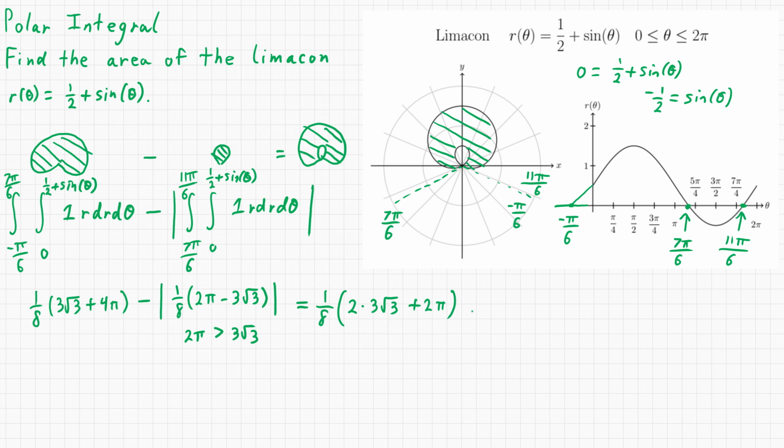Then you can simplify that a little bit more. So I have a 2 here, a 2 here, and a 1/8. So I can make this a 1/4. And it's 3√3 plus pi. Apparently that is the area of the limacon minus its little loop-de-loop. All right, so that was fun.